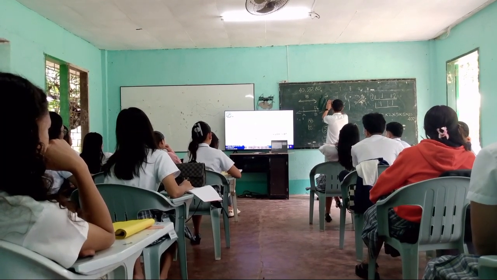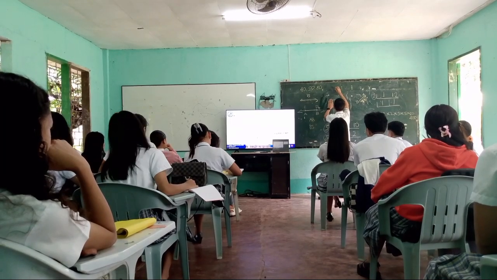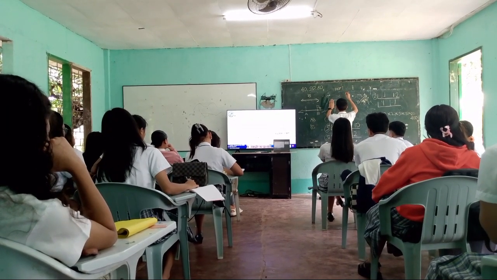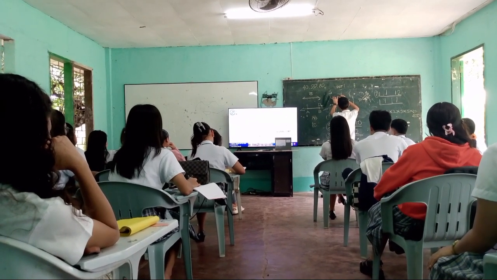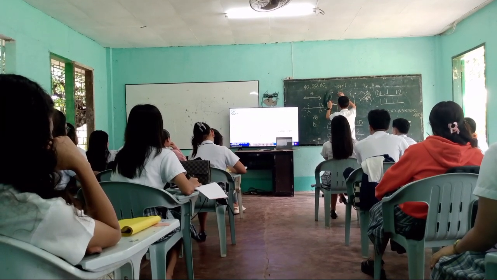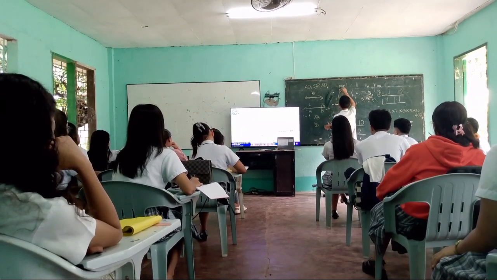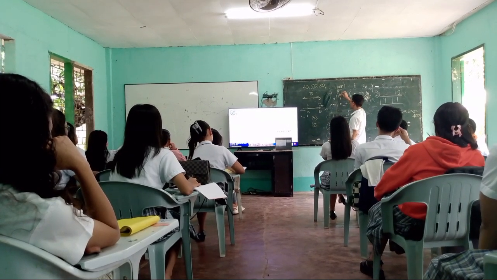So, another example. We have angle DEF that measures 70 degrees. 10, 20, 30, 40, 50, 60, 70. So angle DEF measures 70 degrees.